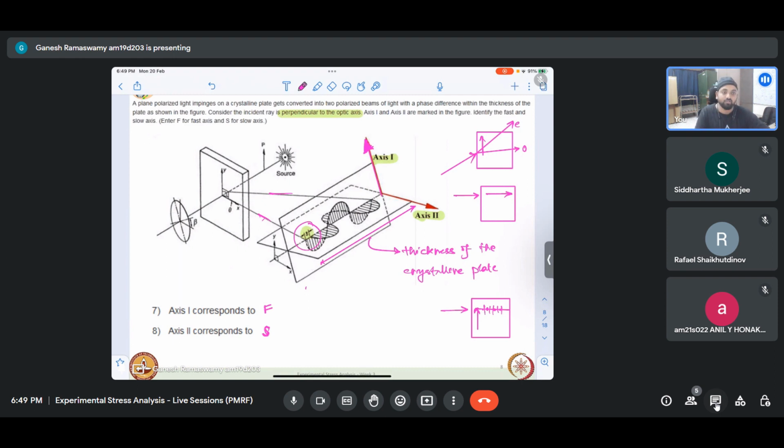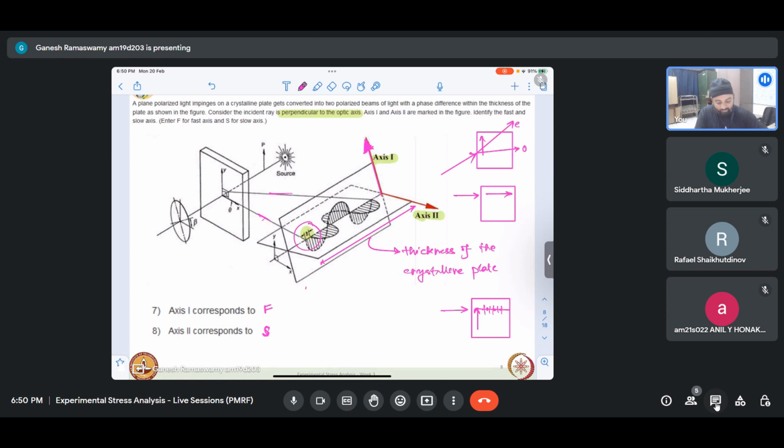So this fast and slow axis will also occur in the case of stress-induced photoelastic material. Only thing is it will be dependent on the mechanics of the problem, and it will be different at every point, whereas a crystalline plate, if you see, will have the same response throughout. So that is the only thing to be kept in mind.